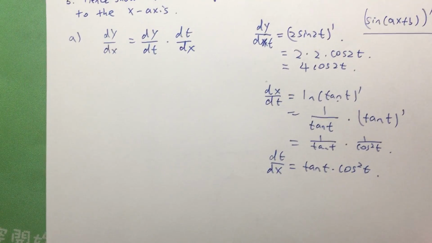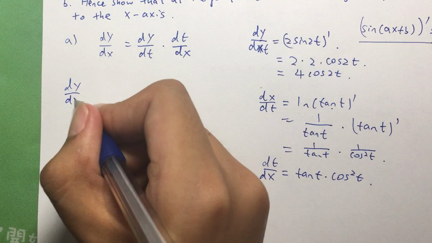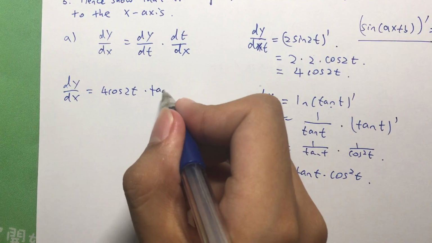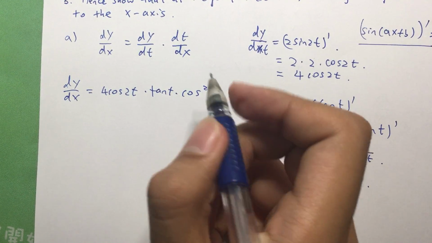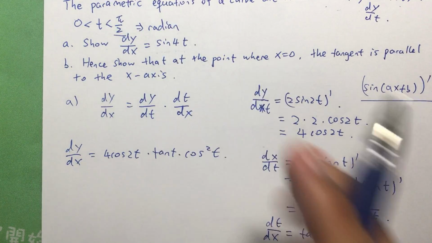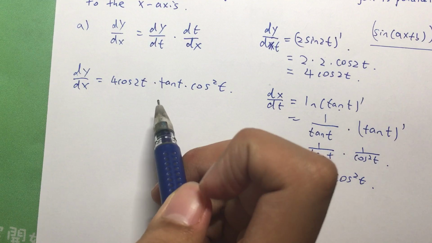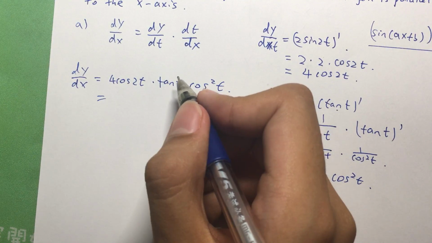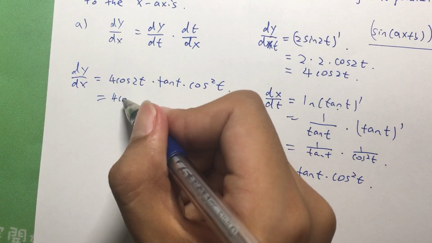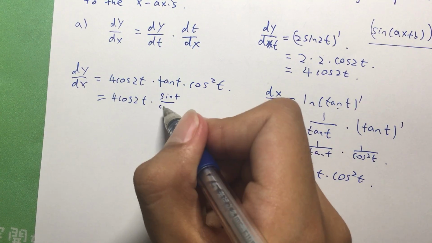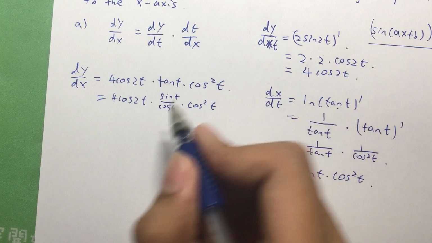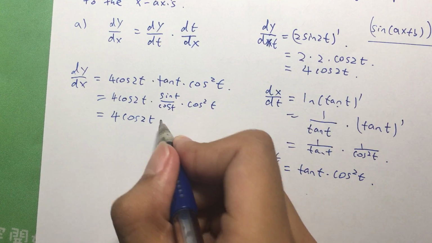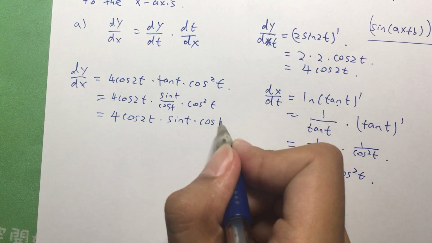Okay, so now let's combine these two. Our dy over dx is equal to 4 cosine 2t times tangent t times cosine squared t. Now we need sine 4t, so we should change tan t into sine form. What does tangent t equal? It should be equal to sine over cosine, and most of you should know that. So it becomes sine t over cosine t times cosine squared t, and we can cancel one cosine t, which will become 4 cosine 2t times sine t times cosine t.